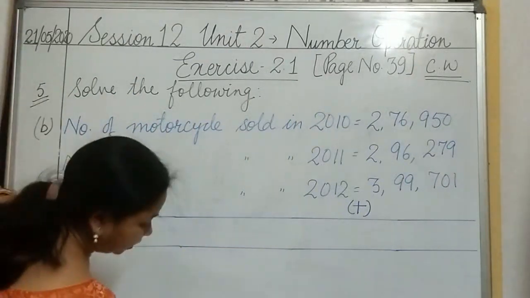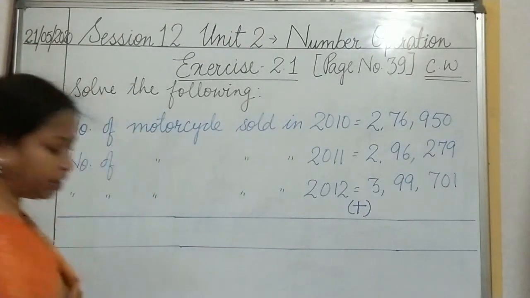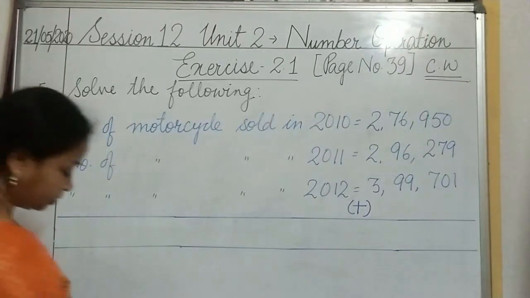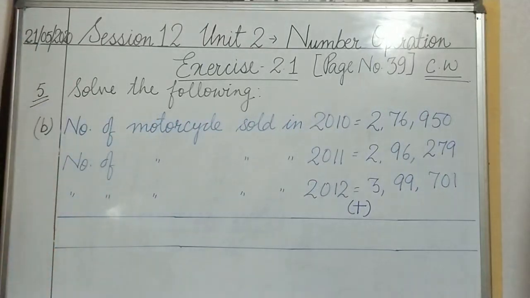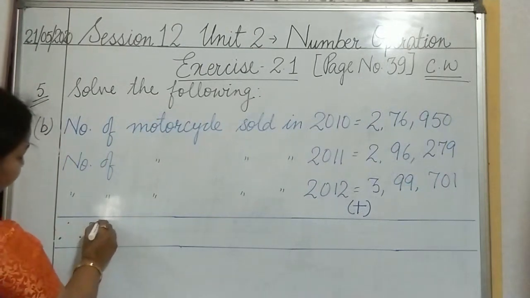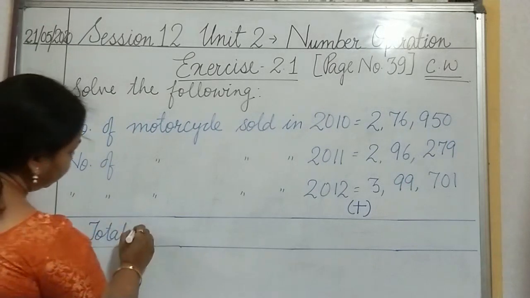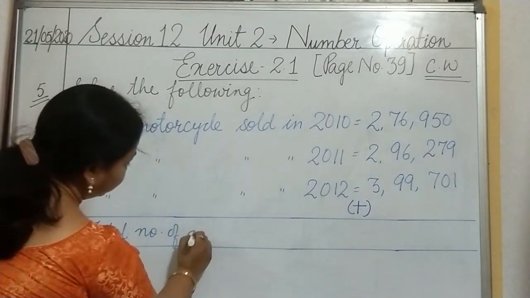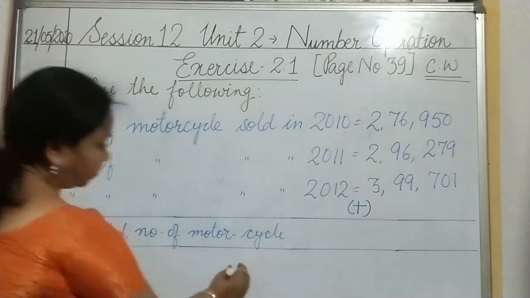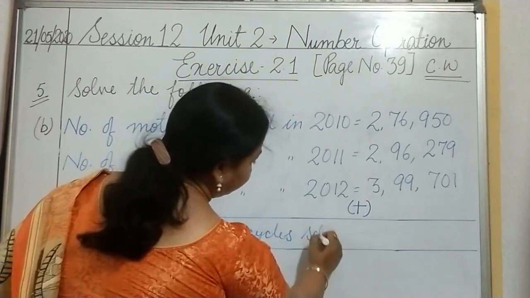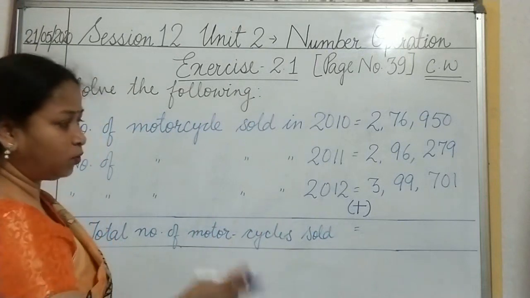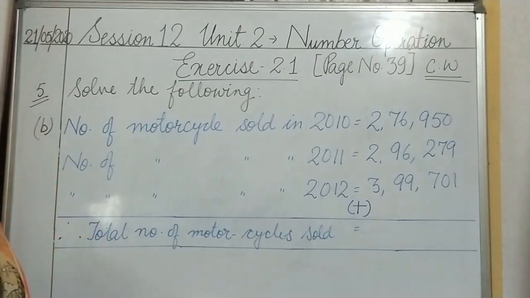So what is the final statement, children? The final statement according to the question is, how many motorcycles did it sell in all these 3 years? So the final statement will be, we will write down the symbol of therefore, total number of motorcycles sold. Okay, yes, I will leave that space for you all. I know you can add it and write down, but is our answer complete?